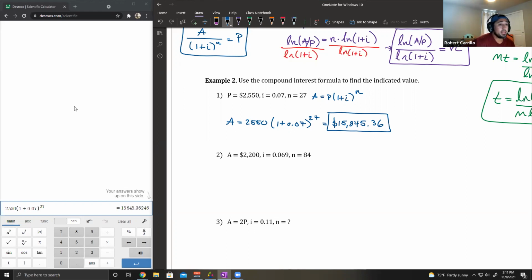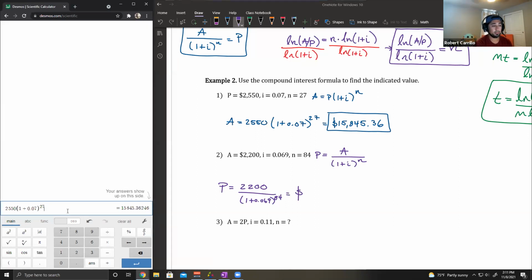Number 2, A is 2,200, i is 0.069, n is 84. So this means we are looking for P. So we're going to be using this formula: P equals A over 1 plus i to the n power. Okay, so plugging it in, P equals 2,200 over 1 plus 0.069, all raised to the 84th.